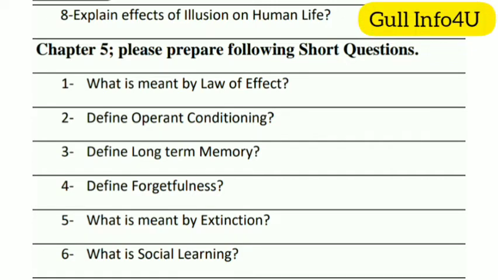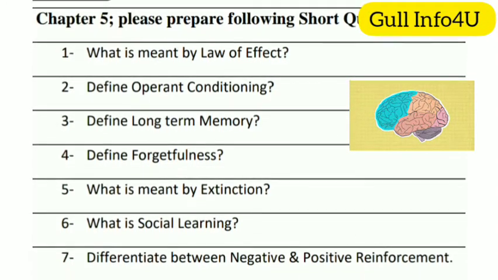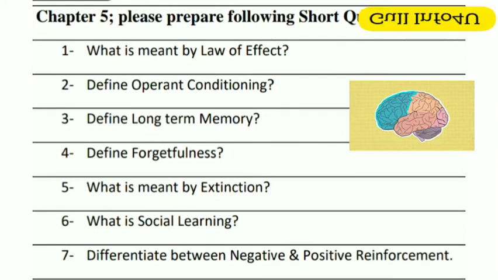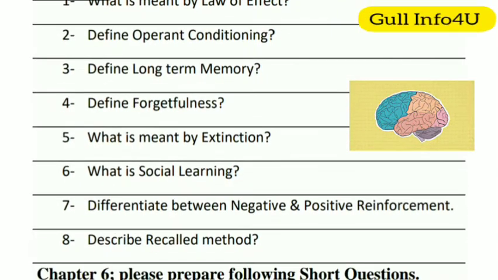From chapter 5 you have to prepare the following. 1, what is meant by law of effect? 2, define operant conditioning. 3, define long-term memory. 4, define forgetfulness. 5, what is meant by extinction? Number 6, what is social learning? Number 7, differentiate between negative and positive reinforcement. Number 8, describe the recall method.